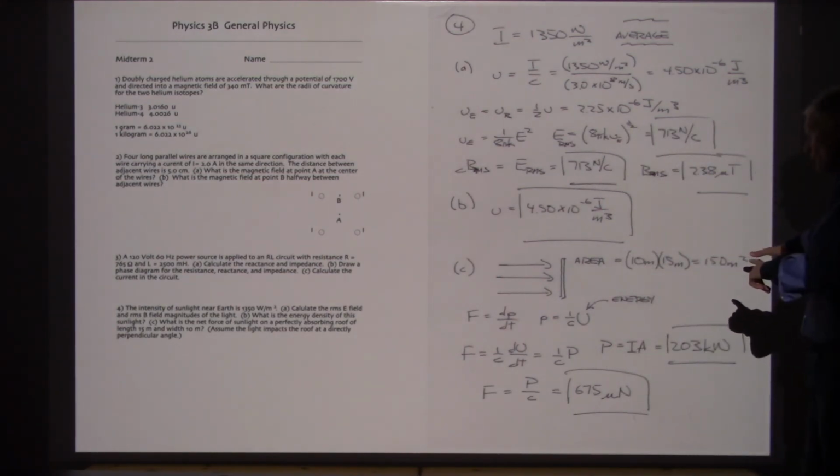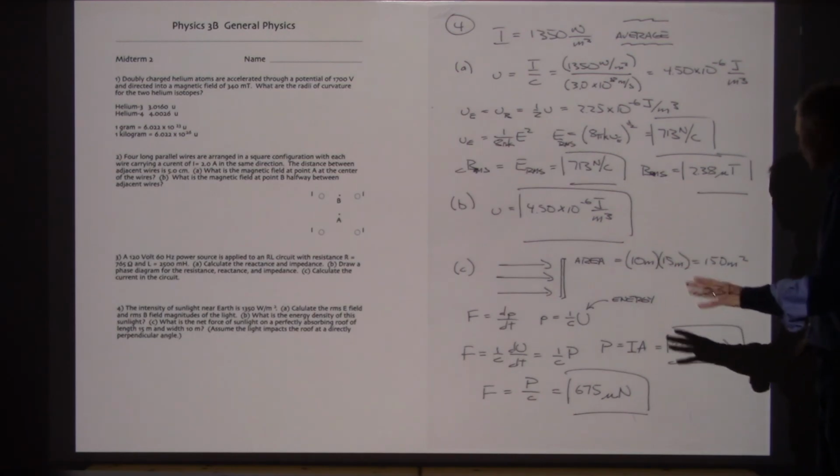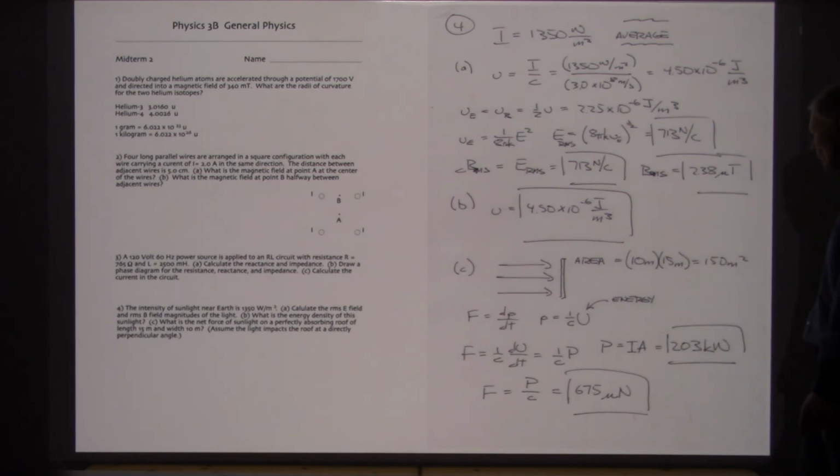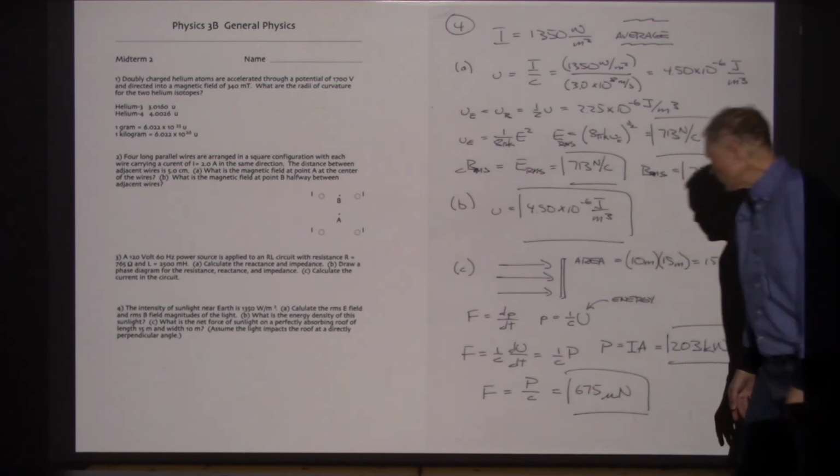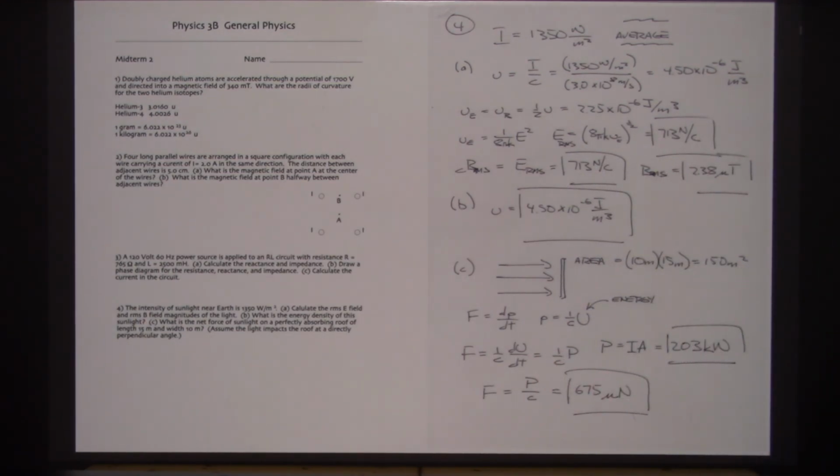Not that we shouldn't go the solar panel route. The solar panel route's a good route to go. We just have to build more of them and work at making them more efficient. And then if we take the power divided by c, we get 675 micronewtons of force. So kind of similar to what we saw in that other practice exam. Not an enormous amount of force here.